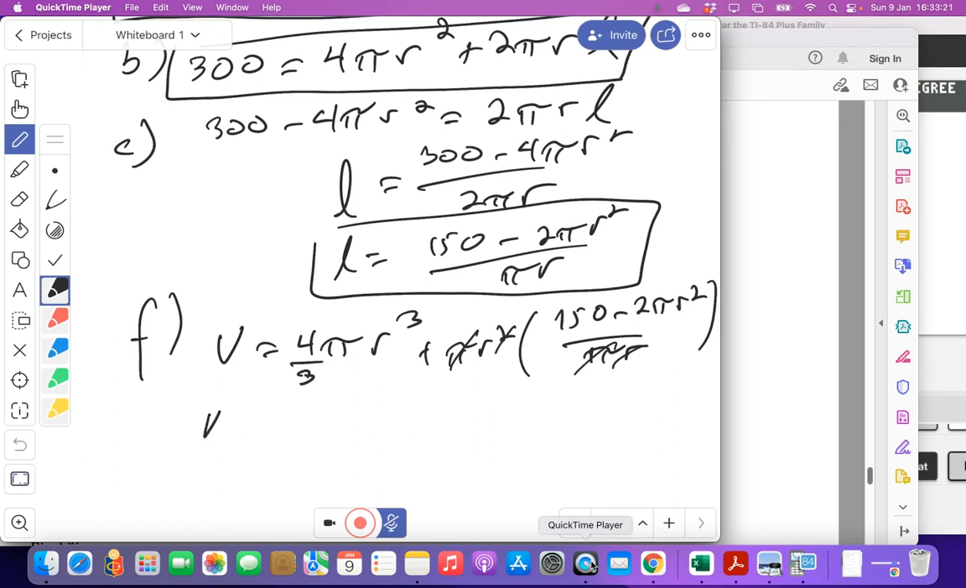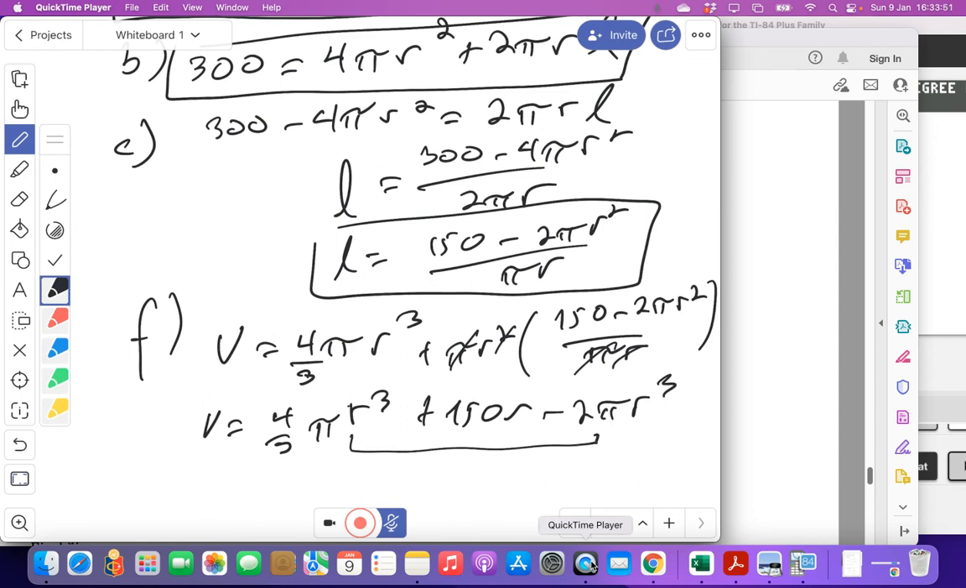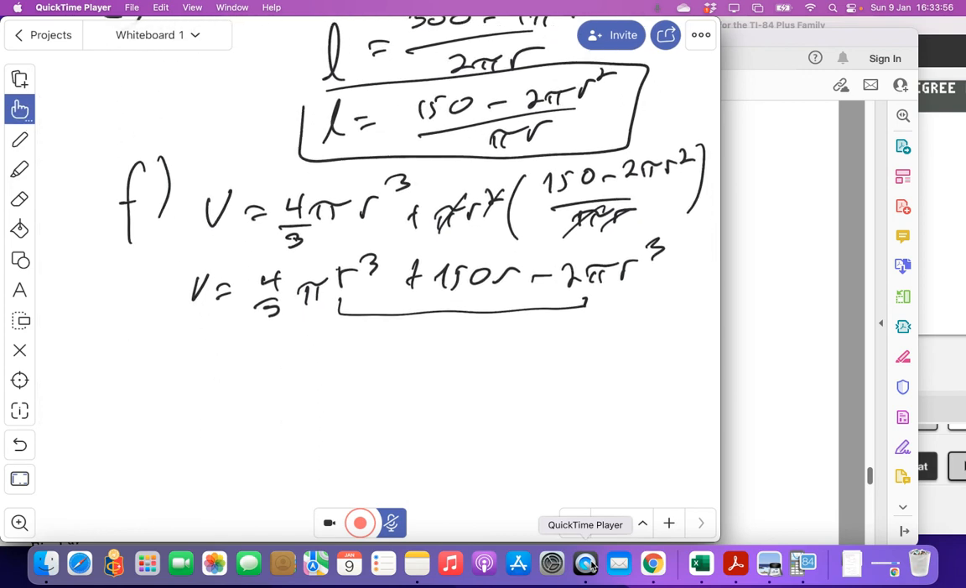So now the volume is going to be equal to 4/3 pi r cubed plus 150 times r. That still distributes there. And then minus 2 pi r, the r has to distribute, cubed, okay? And then these two r cubed terms are going to combine. That's actually 6 over 3.